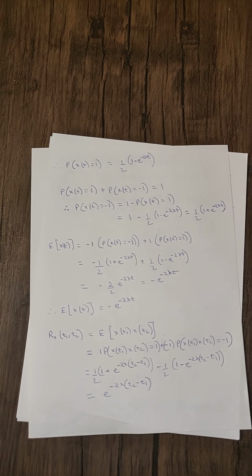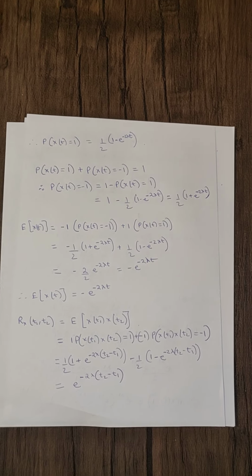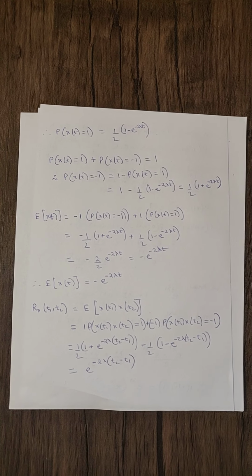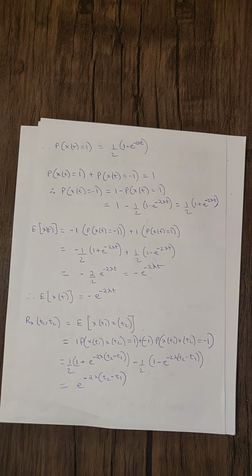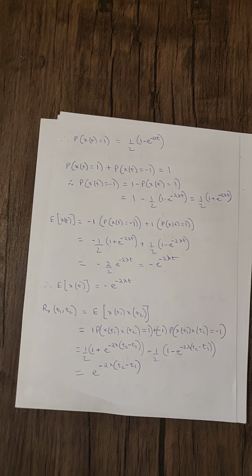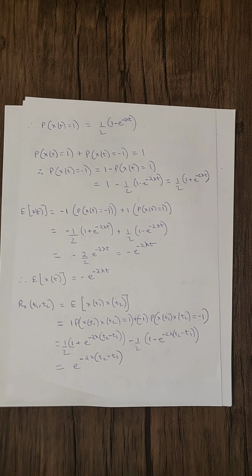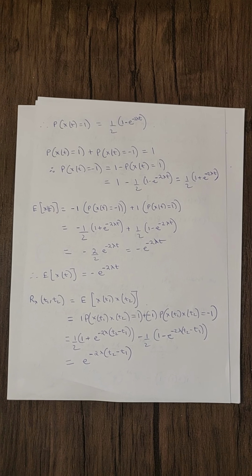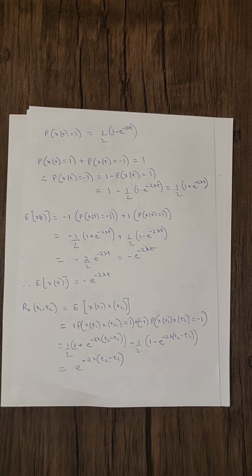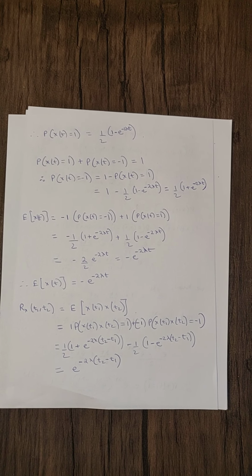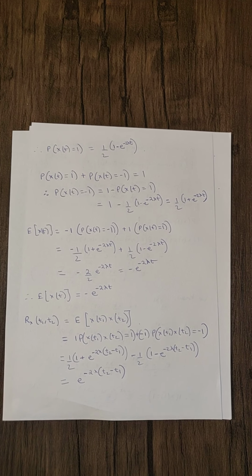But X(t) has only two possible values, which are 1 and minus 1. Therefore the sum of these probabilities must be equal to 1. Therefore the probability of X(t) equal to minus 1 equals 1 minus the probability of X(t) equal to 1, which is 1 minus 1/2 times (1 minus e^(-2 lambda t)). Therefore we get the probability of X(t) equal to minus 1 to be 1/2 times (1 plus e^(-2 lambda t)).